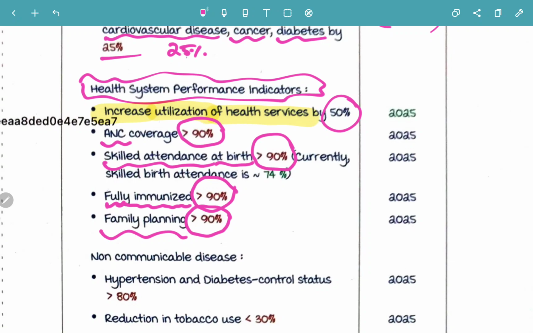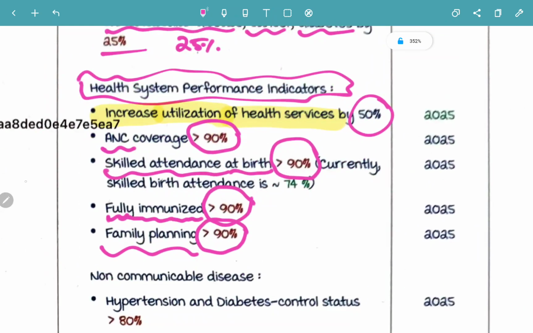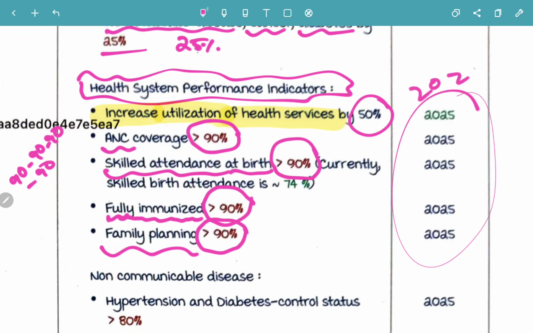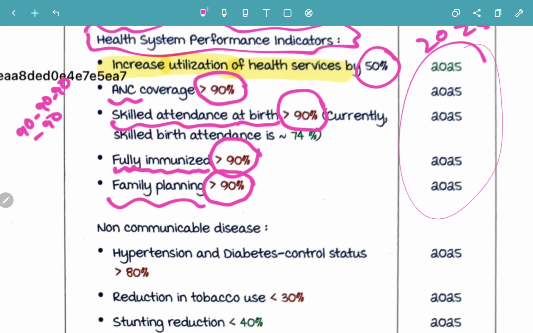Next is 90, which can be remembered as a mnemonic. Antenatal coverage must be achieved 90%. Skilled attendance at birth should be achieved 90%. Fully immunized must be 90%. Family planning 90%. So 90 for antenatal care, 90 for skilled attendance at birth, 90 for fully immunized, and 90 for family planning. All of this is going to be 2025. It's your target year.